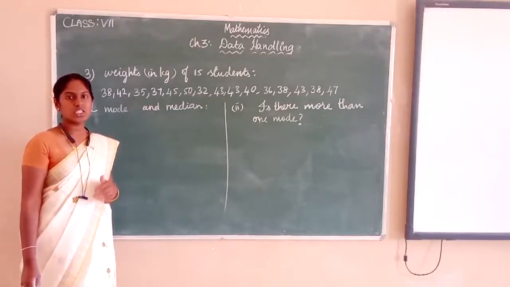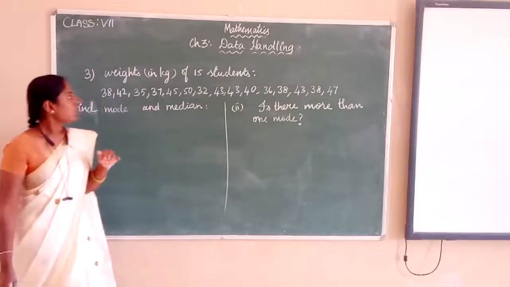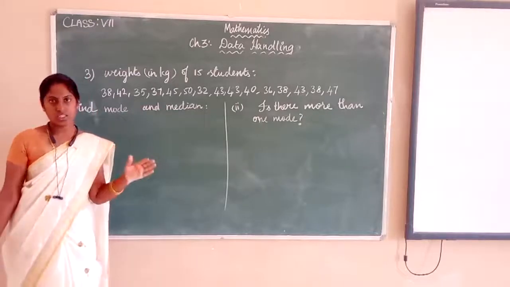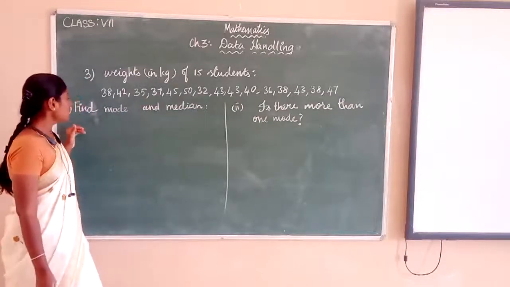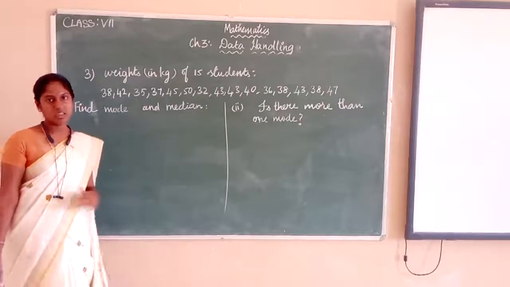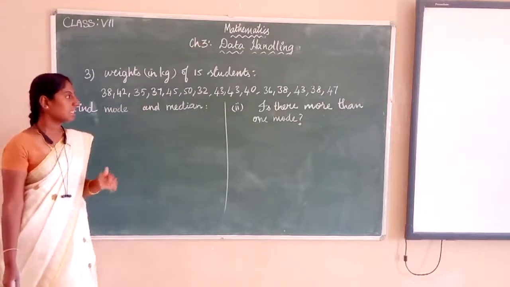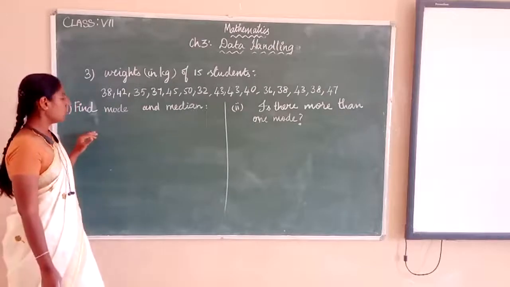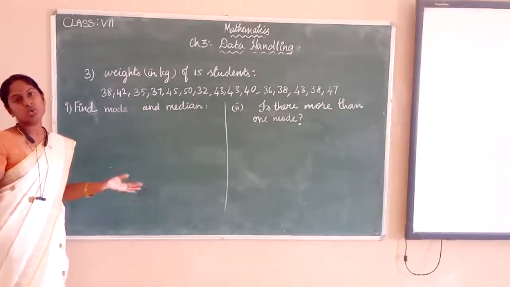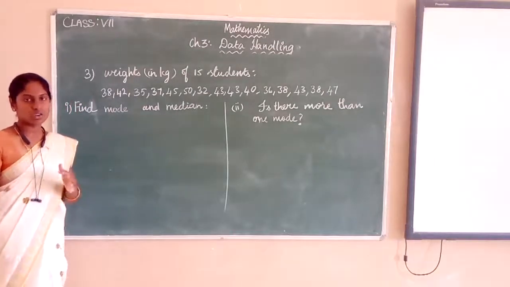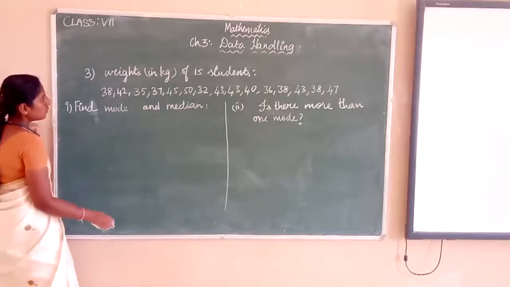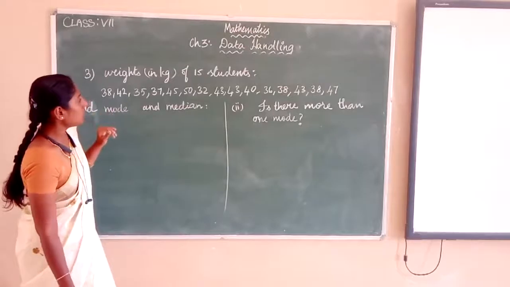Now the next question is the third question. Look here, weights of 15 students are given in kgs. In the first subdivision we have to find the mode and median, and in the second subdivision they are asking, is there more than one mode? Let us find the mode first. Before finding the mode, let us arrange everything in ascending order so that it will be easy for us.